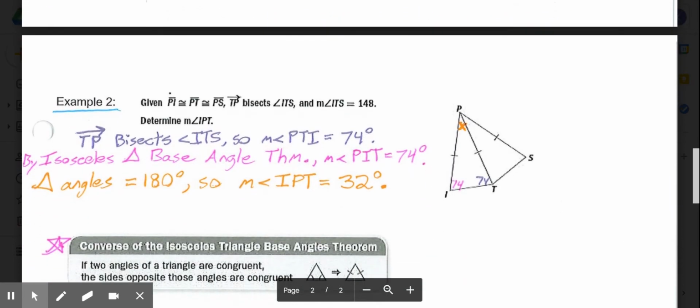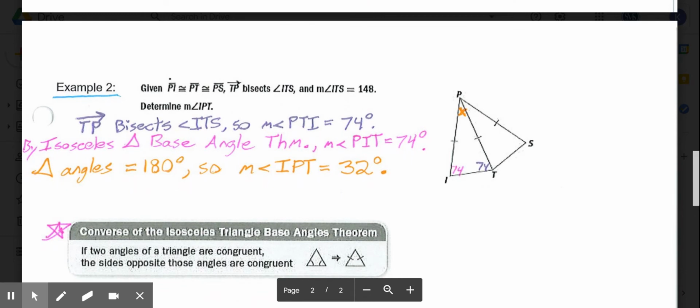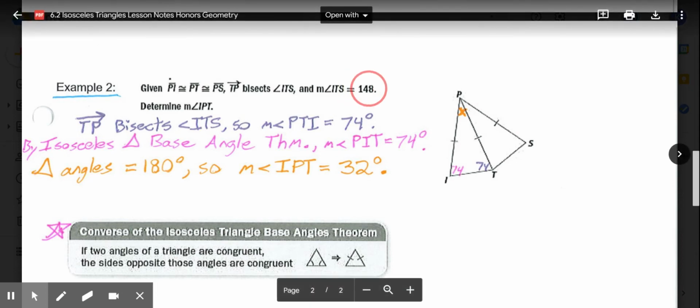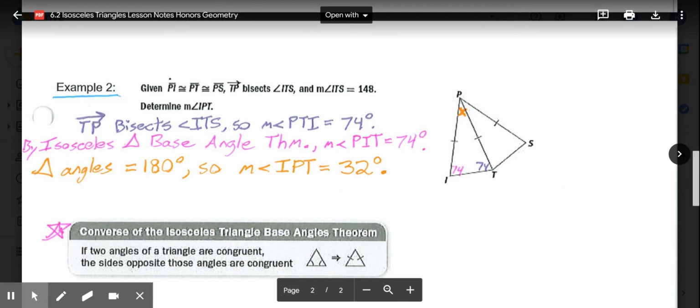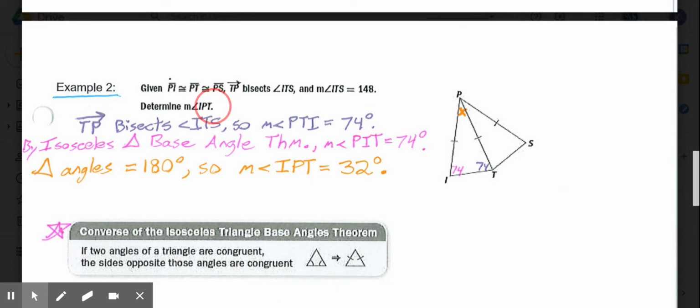Now example 2, again, is using some of our isosceles triangle theorems, and in this case it says given segment PI is congruent to PT, which is also congruent to PS. So PI, PT, and PS are all congruent segments. TP bisects angle ITS here on the bottom. The whole angle ITS was 148. Sorry, I'm skipping ahead. Angle ITS was 148. Determine the measure of angle IPT.